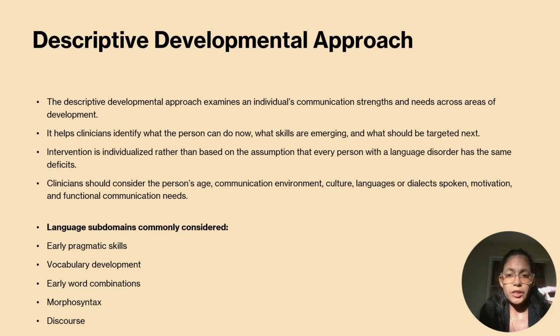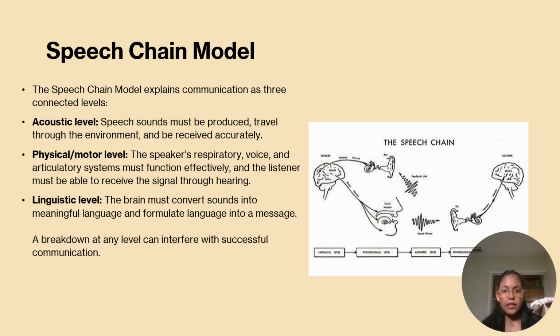Now, let's talk about the descriptive developmental approach, which looks at a child's personal strengths, needs, and emerging communication skills across development. This allows clinicians to create individualized goals while considering age, culture, language background, and skills such as vocabulary, grammar, and social communication. Next is the speech chain model, which shows that communication depends on three levels: sound traveling accurately, the physical systems for speaking and hearing working properly, and the brain turning sounds into meaningful language. A breakdown at any level can affect communication.